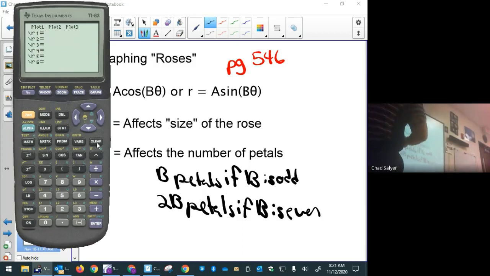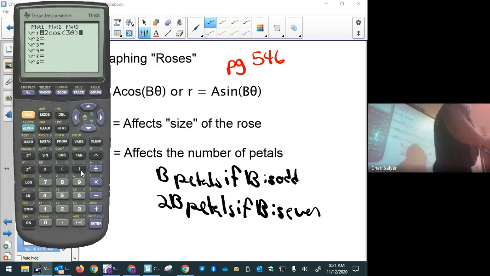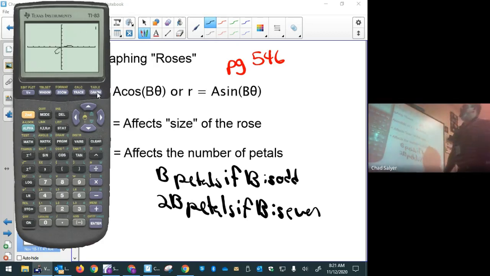So let's see. Bristol, tell me how far out from the center this one will go. 2 is correct. Jim, what about the number of petals? 3 is correct. So it'll be quite a bit simpler than that previous shape, won't it? It looks like a fidget spinner or something.